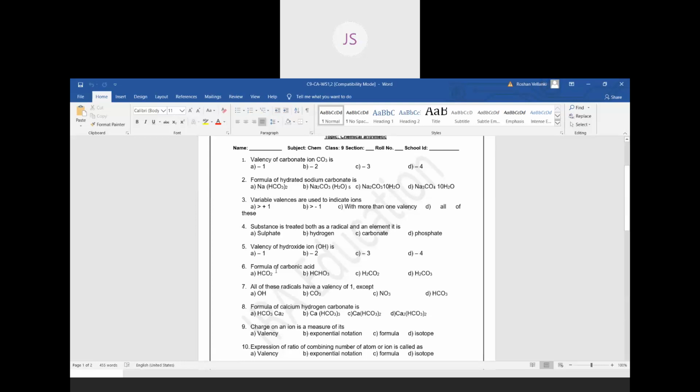Formula of carbonic acid is H2CO3. Next, question number 7. All of these radicals have a valency of 1 except option D, CO3. OH minus, NO3 minus, HCO3 minus, but CO3 is minus 2. Correct. Next.